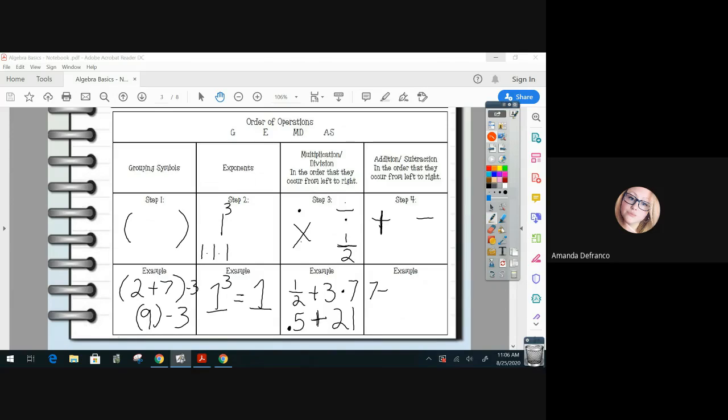So 7 plus 2 times minus 3. 7 plus 2 is, remember, always left to right, 9. 9 minus 3 is 6. Well done. So these are your daily notes for today.